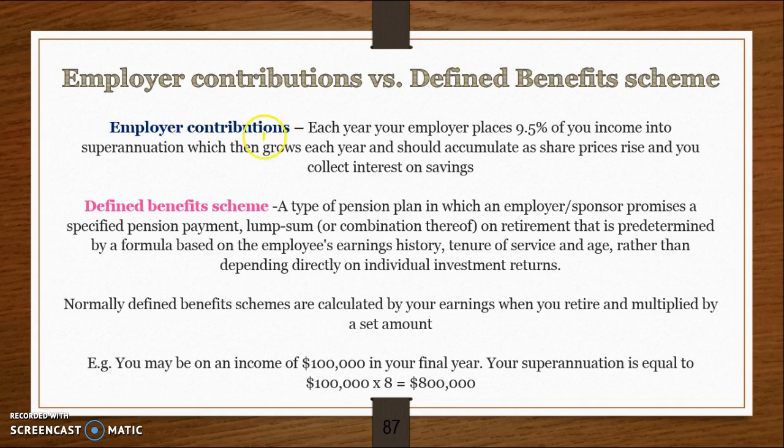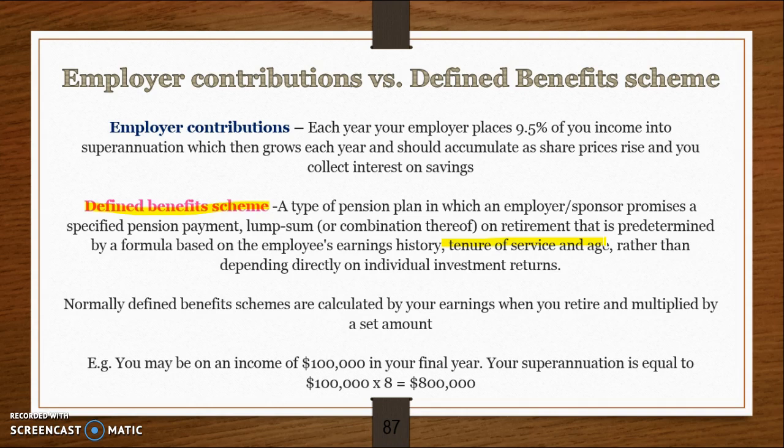If you've got a defined benefit scheme, that's a little bit different. That basically means that the employer or sponsor promises a specified pension when you retire. So at retirement, there is a predetermined formula as to how much you're going to receive for superannuation. It's generally based on your earnings in your final year and how long you've been in service to that job, as well as your age. Basically what it means is that they calculate your earnings when you retire and multiply that by a set amount. So you might be on 100,000 in your final year of work.